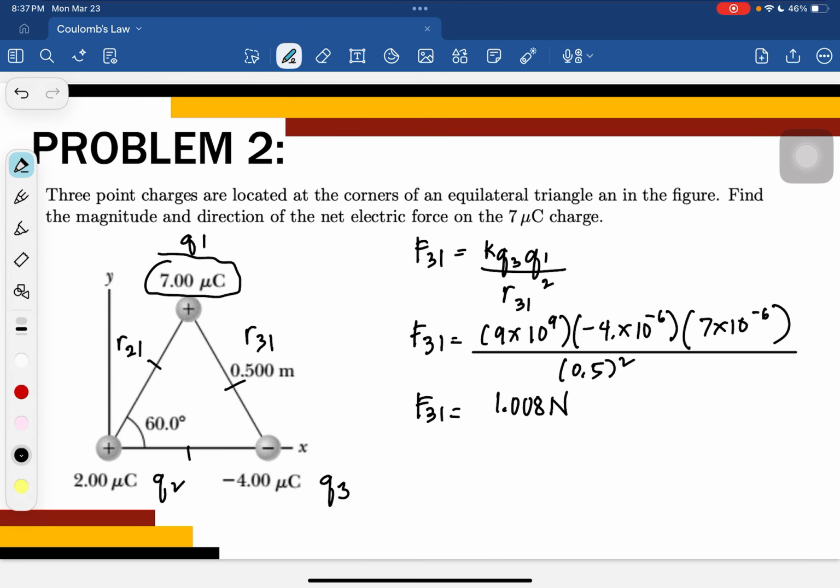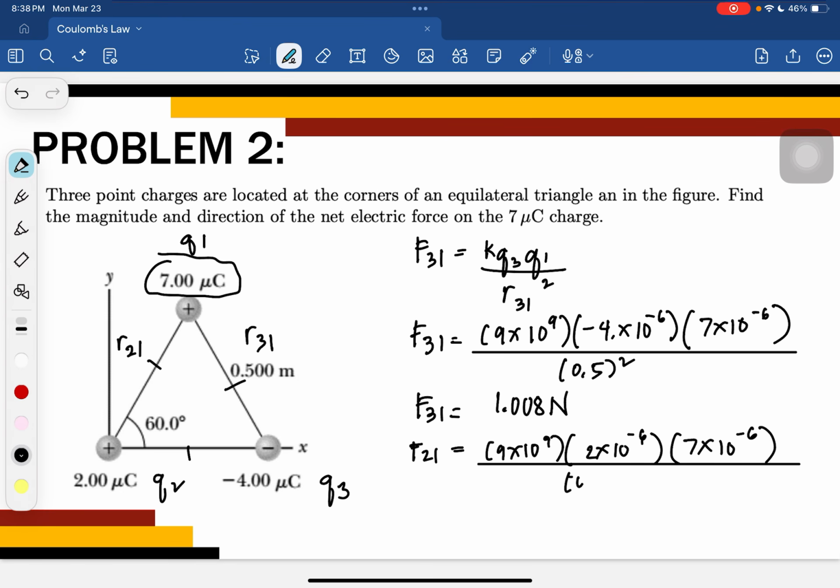Okay, what about F21? That will be 9 times 10 to the 9, times 2 times 10 to the negative 6, and then of course our reference is 7 times 10 to the negative 6, all over the same distance, 0.5 squared. My F21, I think it's half, because the other one, Q3, is 4, and this is 2. I'm not so sure about that.